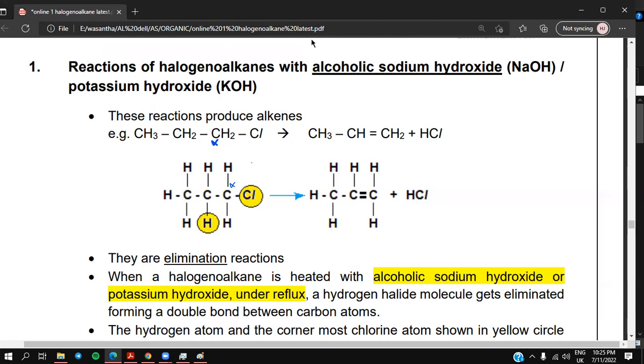In these reactions, the chlorine atom is going to go away with a hydrogen, which is on a carbon atom next to alpha. So if this hydrogen and chlorine go out as an HCl molecule, each carbon atom here, the alpha carbon atom and the neighboring carbon atom, is going to lose a bond each. So between these carbon atoms, a double bond is formed. This is an alkene.